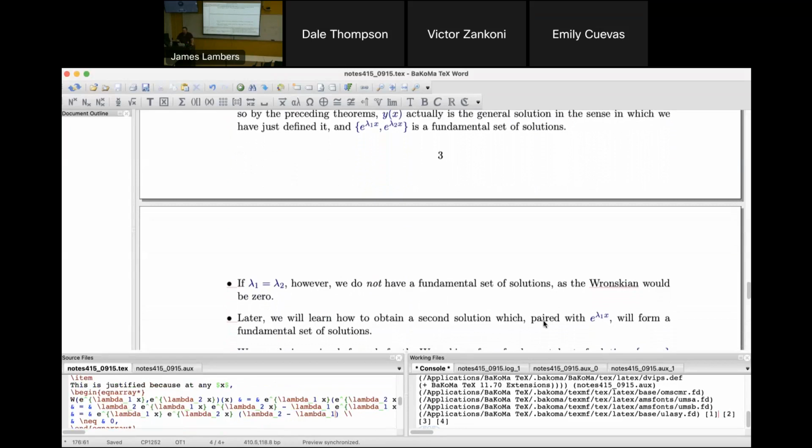Now, in your first DE class, you would have learned how to get a second solution, and I imagine some of you could rattle off what that is, and actually, it did appear in a previous example. But my goal here is to show that in general, when you have only one solution and you need a second one, how are you going to get it? Even for ODEs that do not have constant coefficients.